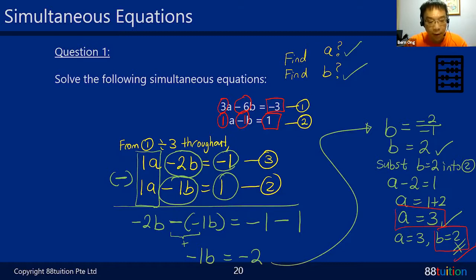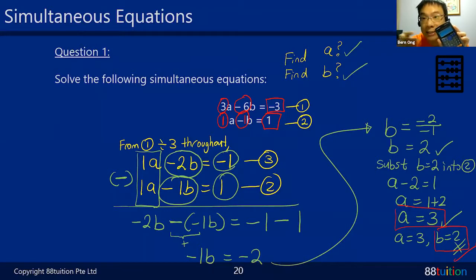Press 3, press equal. Press negative 6, press equal. Press negative 3, press equal. It will jump to the next equation. Press 1, press equal. Press negative 1, press equal. Press 1, press equal. Press equal again.